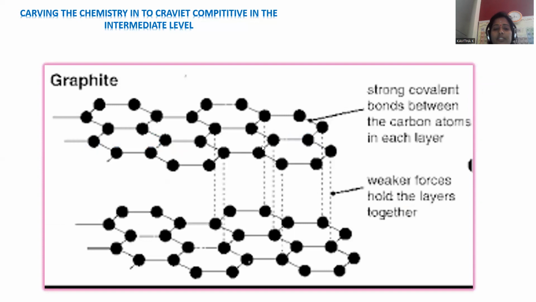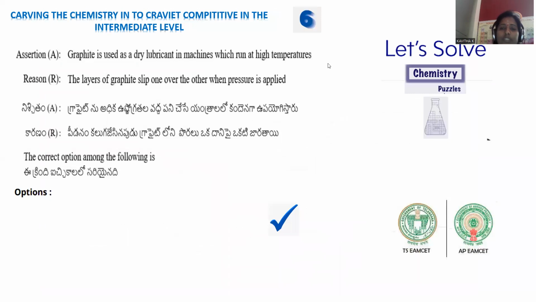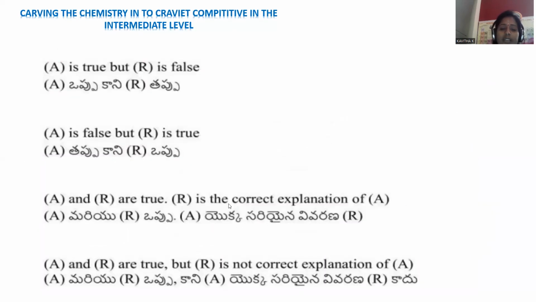If you see this, graphite has hexagonal layers, layers containing 6-membered rings of 6 carbons. You can observe one graphite layer is weakly bonded with another graphite layer with the dotted line bond. Weak van der Waals forces connect one layer of graphite with another layer. Whenever force is applied upon this kind of dotted line bond, the van der Waals forces between them get cleaved, and one layer will slide over another, so the friction conditions are completely avoided. The rubbing tendency can be completely avoided. So for question number 6, option number 3 is the correct answer.